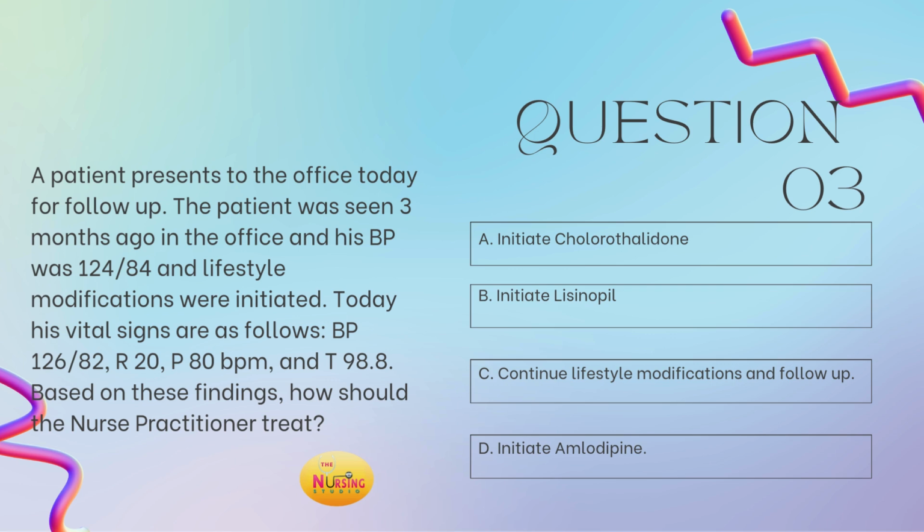A patient presents to the office today for follow-up. They were seen 3 months ago. Blood pressure was 124/84. Lifestyle modifications were initiated. Perfect. Now today, let's see how we're doing. Everything still looks good, but blood pressure is still exceeding that 120/80, right? So, in the event of this, you want to see continue lifestyle modifications and follow up. There's nothing warranting us to bump up to a medication yet.